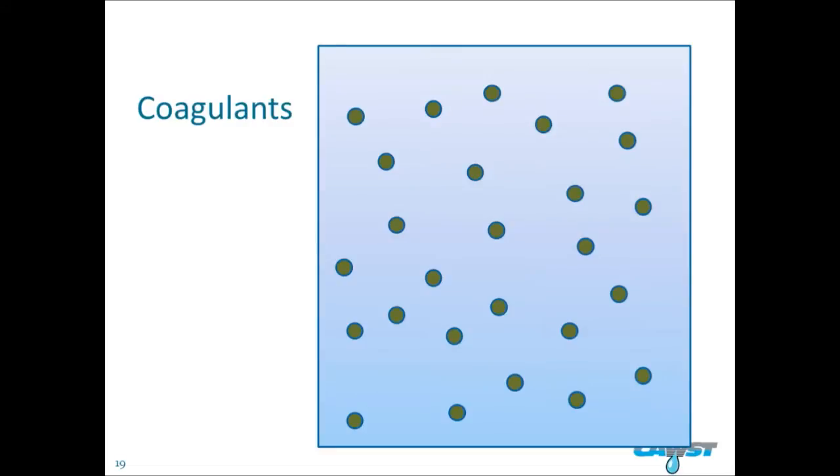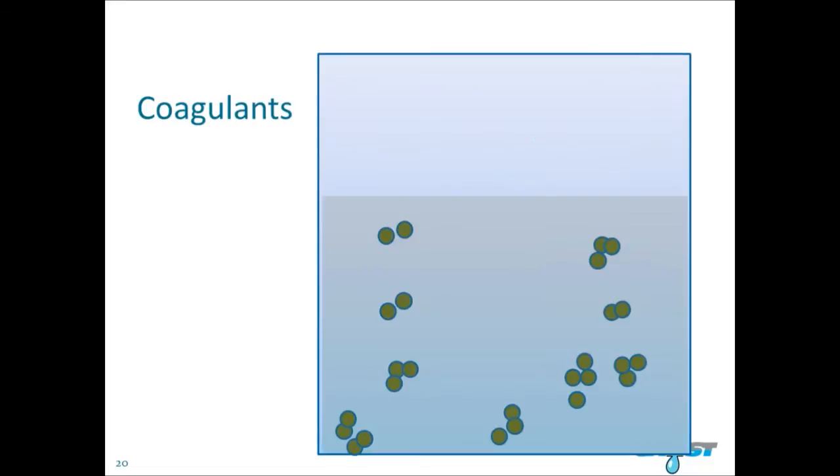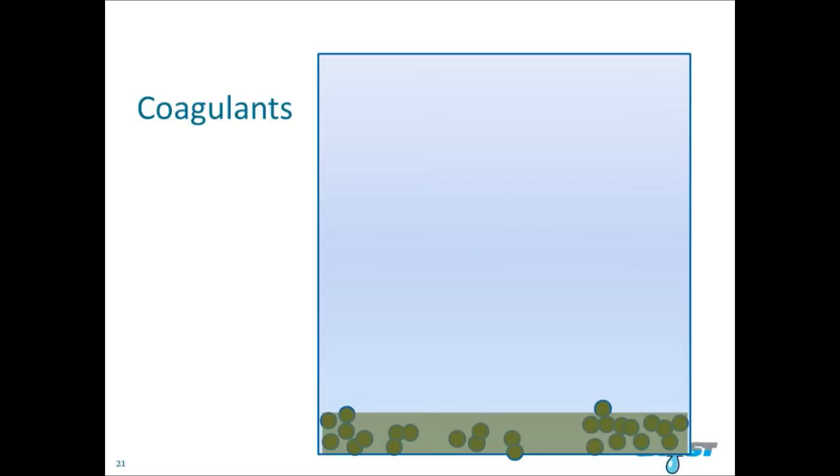Now, I'm going to talk a little bit about coagulants. Some particles find it very difficult to settle to the bottom of a container and remain suspended in the liquids. The role of coagulants is to encourage particles to bond together, making them heavier and more likely to settle to the bottom. Coagulants therefore accelerate the settling process.